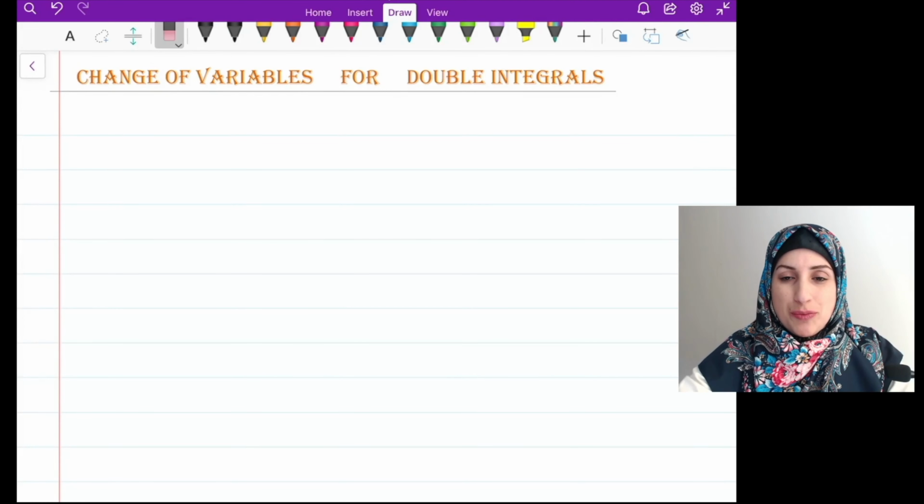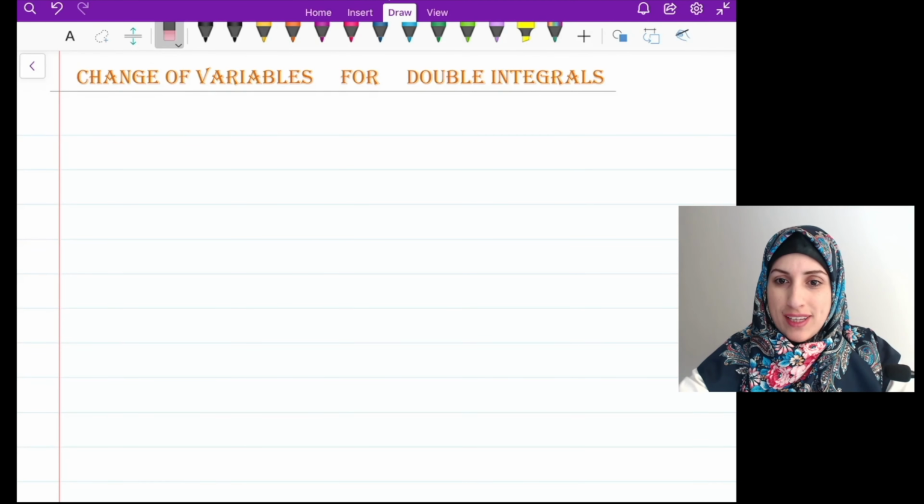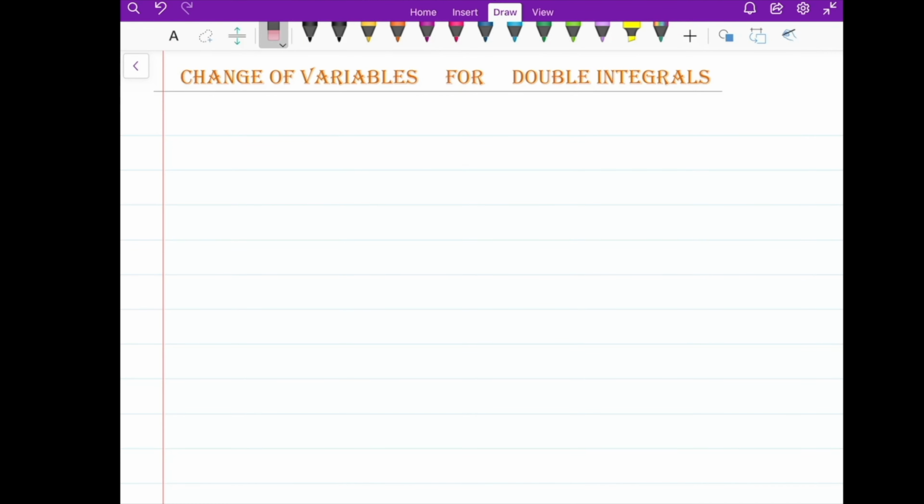This lecture is part of an online course of multivariable calculus, and I'm going to talk about change of variables for double integrals. So let me start. Assume that we want to compute the double integral of f dA over the region R using change of variables like this. So for example, u is 2x minus y, and then I'm going to take v as x minus 3y.